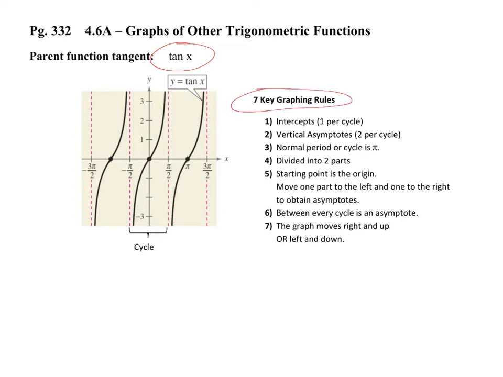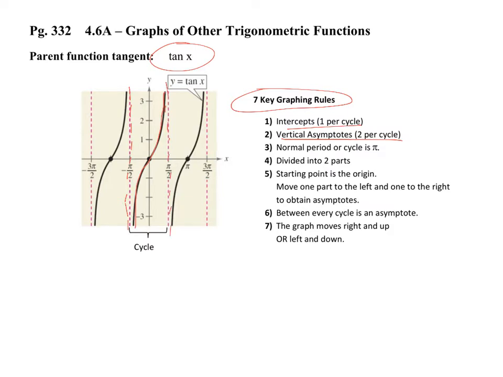The first is that there's one intercept per cycle. Alright, so here's one cycle. And you notice that with tangent, it's not one continuous graph. Alright, it's separated by these asymptotes. And there's 2 of them per cycle. One to the left and one to the right.